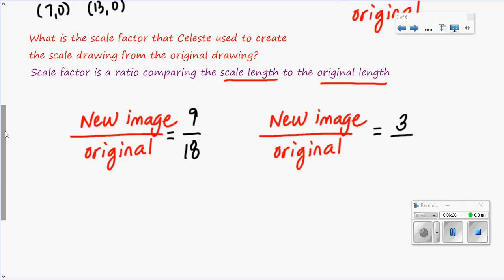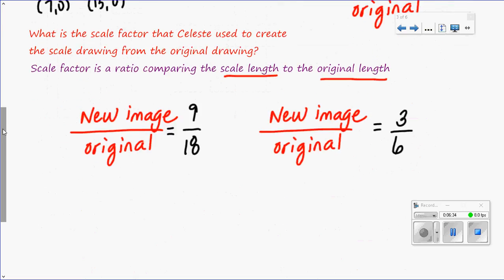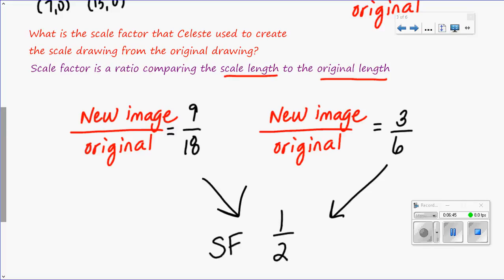Okay, the new image over the original is 3 going across, and the original was 6 going across. So did you get 3 over 6? They both equal the same thing. What does 9 over 18 and 3 over 6 equal, or reduce to? It is 1/2. So that's our scale factor. Scale factor is 1/2.